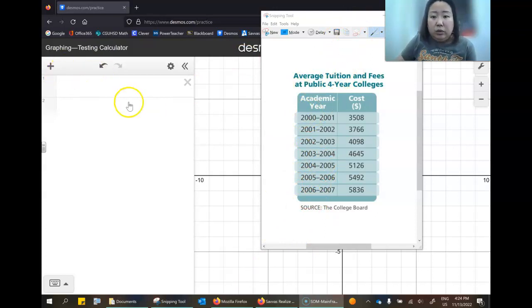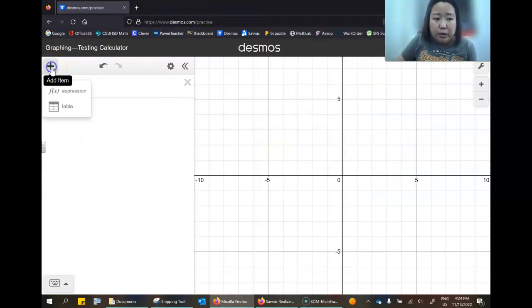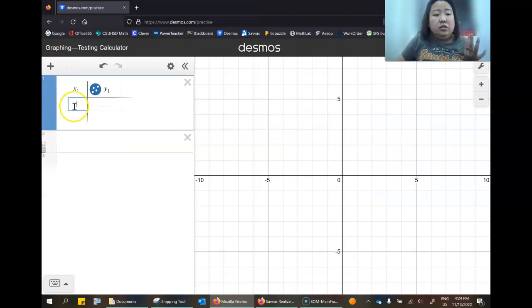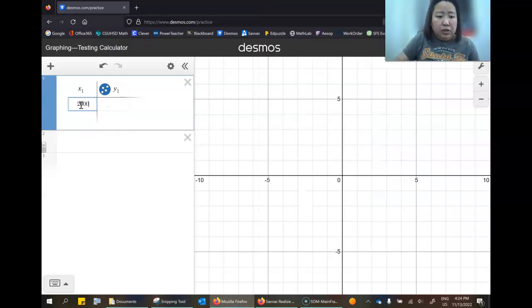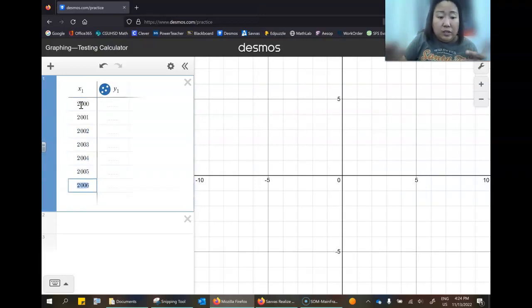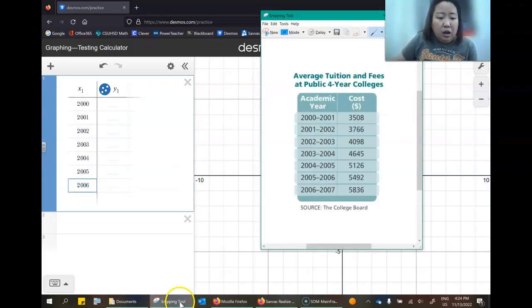So what we need is to create a table. For you to be able to do that, make sure that you are on the graphing version of Desmos. Click on Add Item and then Table. When you type in your X values, our X values would be the academic school year. So we will just use the first year that was mentioned: 2000, 2001, 2, 3, 4, 5, and 6. Then you will have to enter the corresponding Y values.